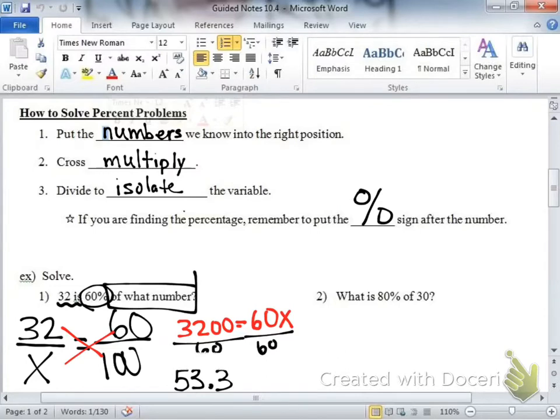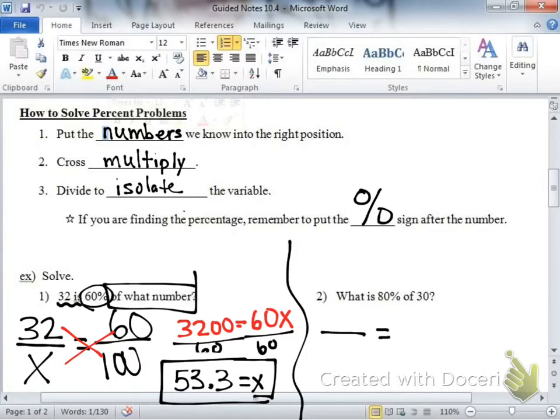So this is my x value. You could put equals x, that's the way it turned out when we solved it, or x equals, it doesn't really matter. As long as you have 53.3, you're good. What are your questions on that one? So the hardest part is setting up the proportion, the is over of equals percent over 100. Once you have that down, you're just cross multiplying.